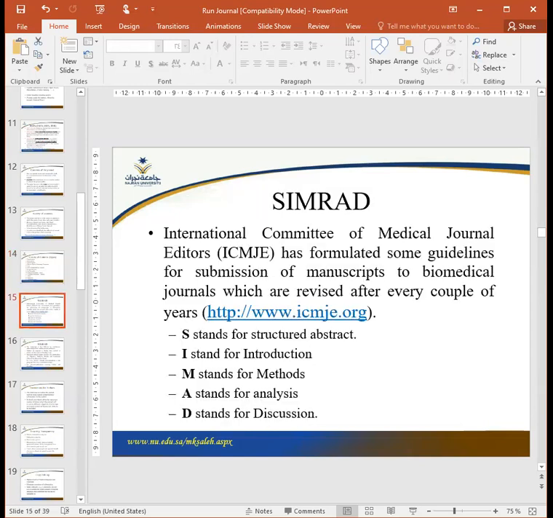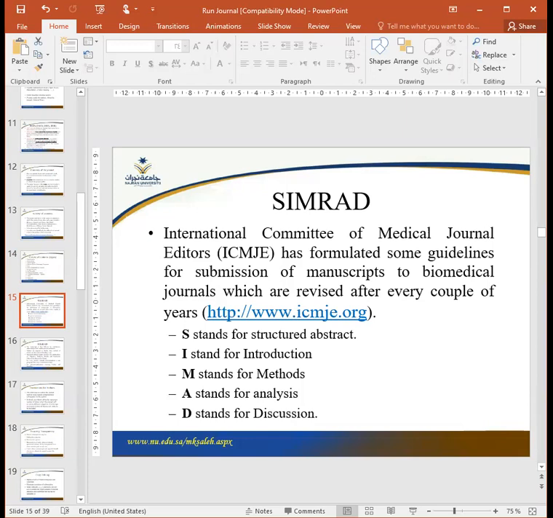Okay, SIMRAT. Several medical editors follow ICMJE guidelines. ICMJE stands for International Committee of Medical Journal Editors.